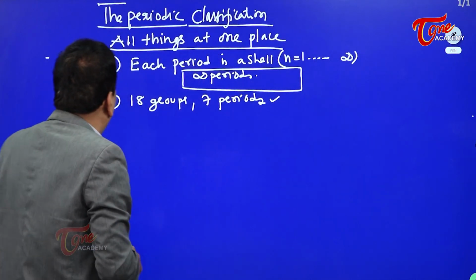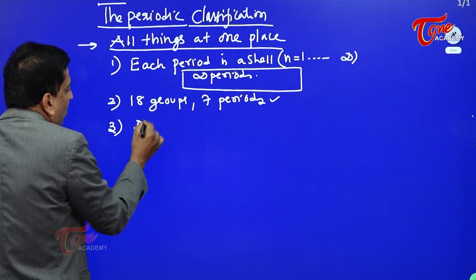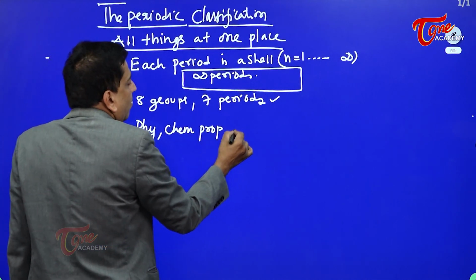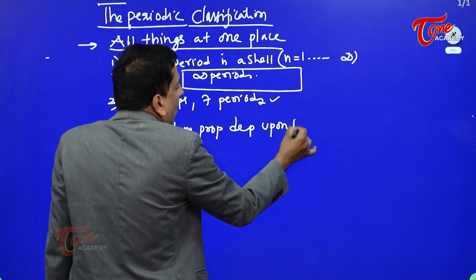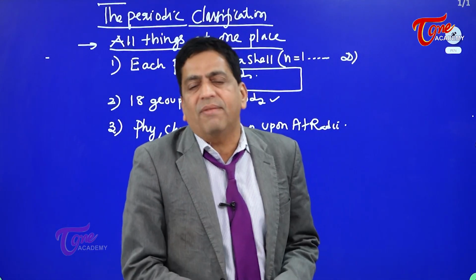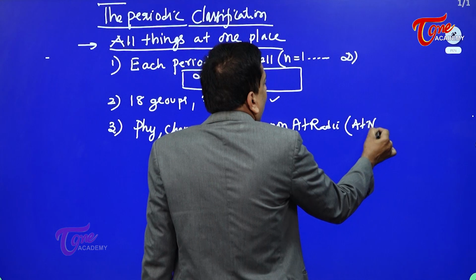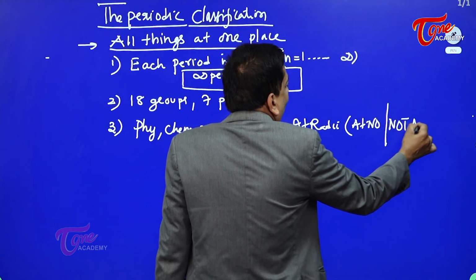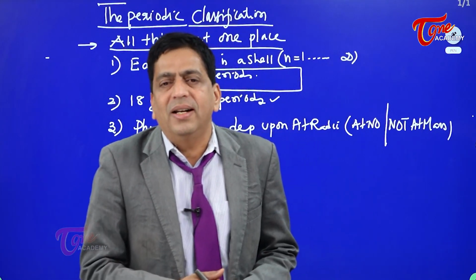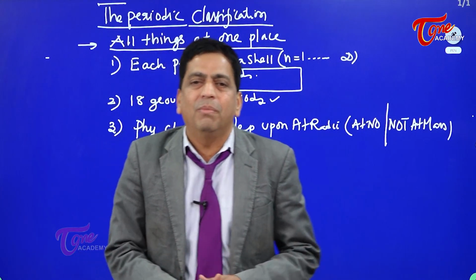Right? And then, three, the modern periodic law says the physical and chemical properties are functions of atomic number. Rather, in fact, I call this atomic number and actually not what? Atomic mass, as proposed by Mendeleev. As proposed by Mendeleev, it is basically nothing but what? It is atomic number, you must understand, right?